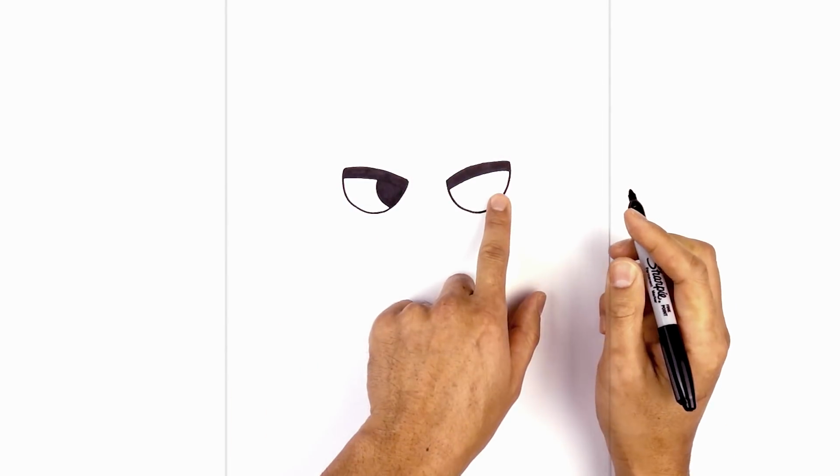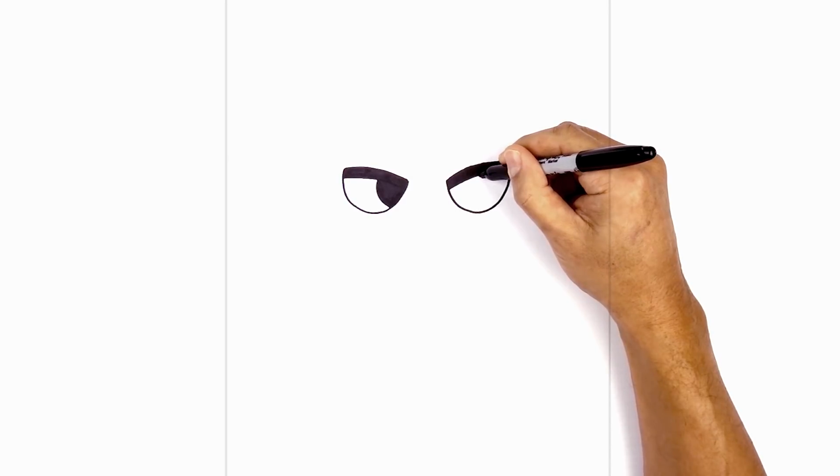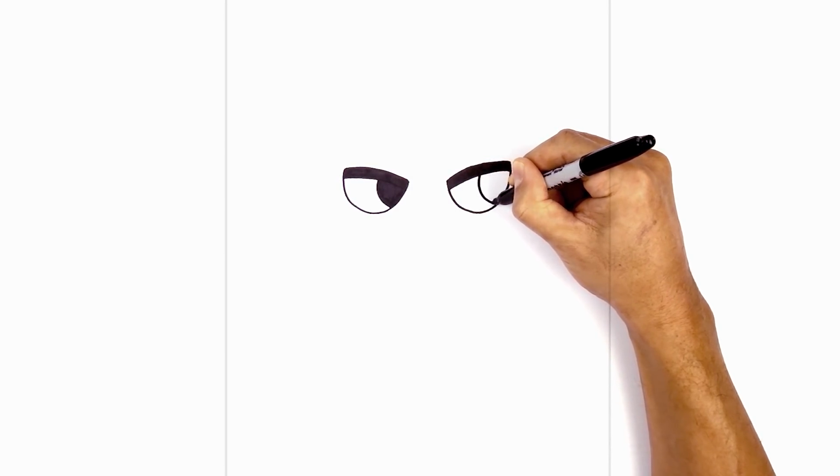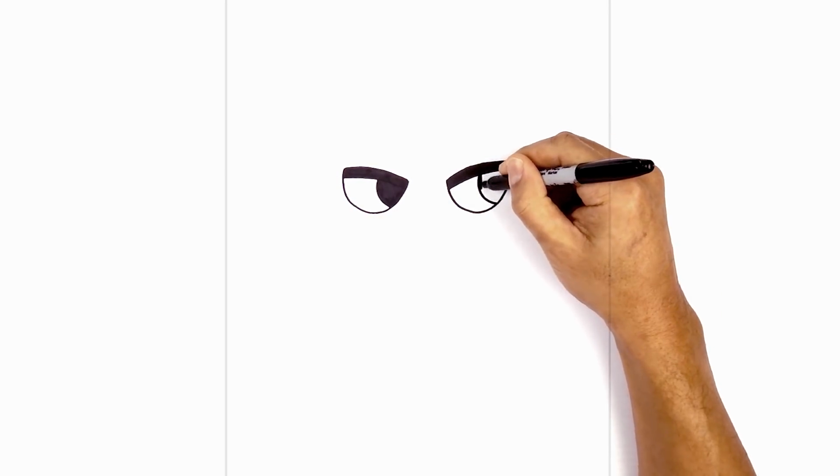Now let's do the same thing on the right side. So we're going to start at the top of the eyelid, curving around and then out. And again, we're going to fill this in black.